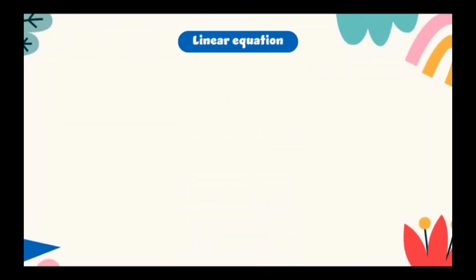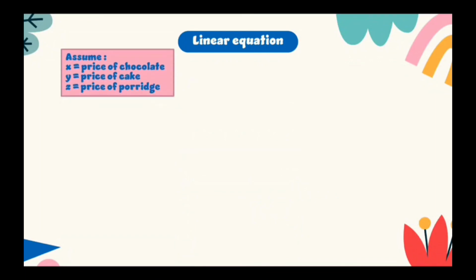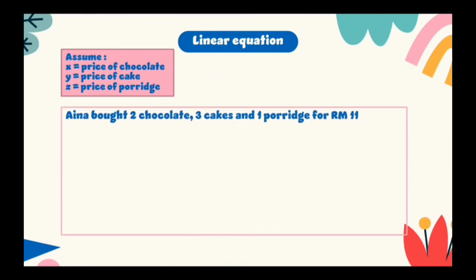To solve a problem using matrices, we first need to find the linear equations regarding the questions. Let's assume that x is the price for chocolate, y is the price for cake, and z is the price for porridge. In this situation, I bought 2 chocolates, 3 cakes, and 1 porridge for 11 ringgit. So the equation would be 2x plus 3y plus z is equal to 11.